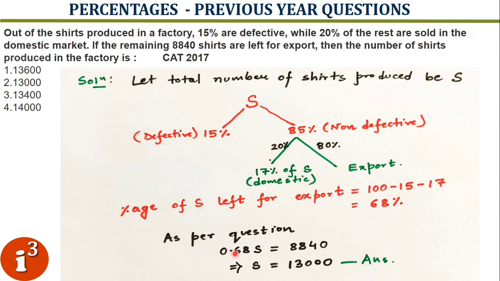So 68%, that is 0.68 of the total, goes for export, and that is given to be 8840. What is S? This comes to 13,000. This is again a very simple calculation. These diagrams are drawn just for your understanding.